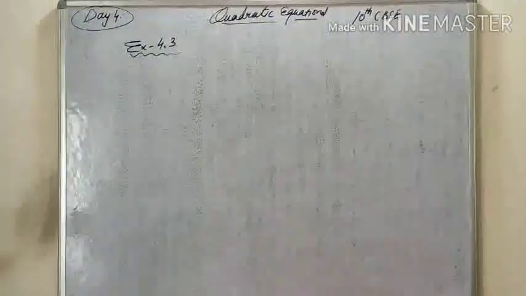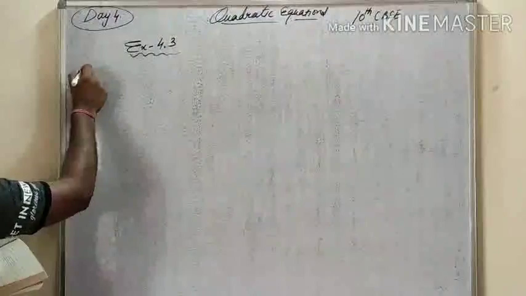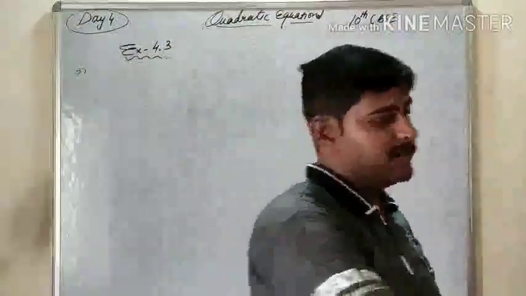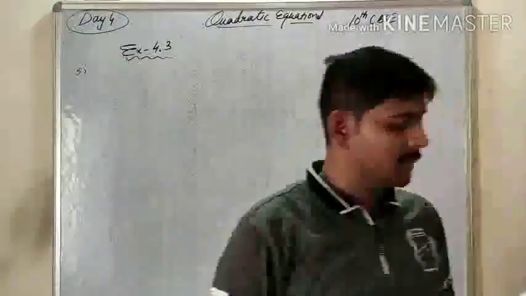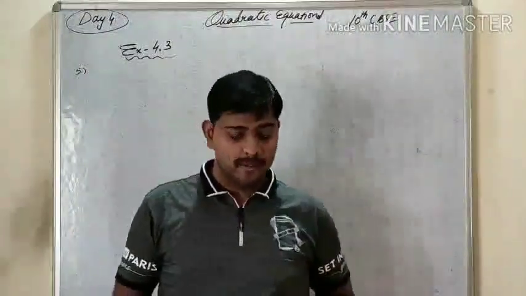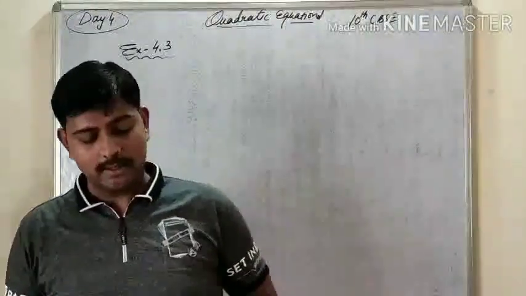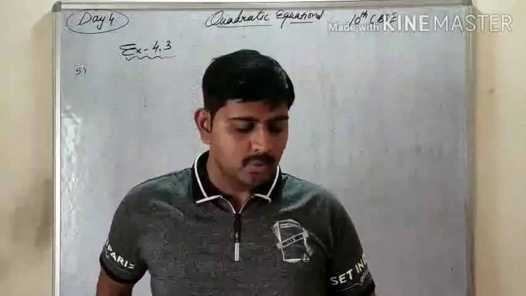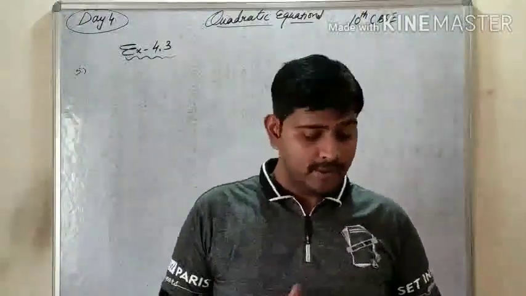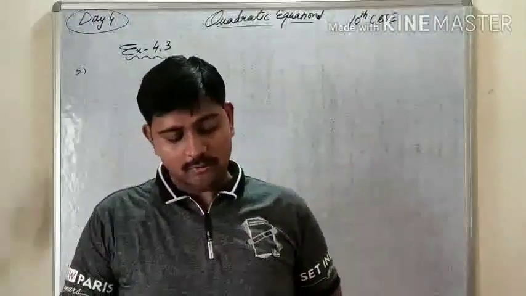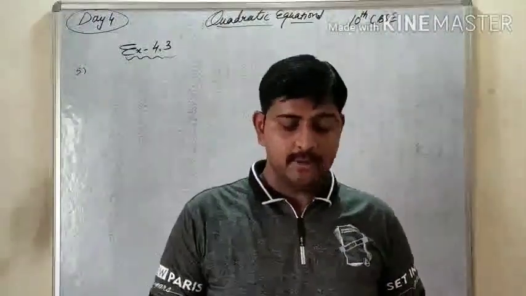Now question number 5. I'm going to read. In a class test, the sum of Shefali's marks in mathematics and English is 30. Had she got 2 marks more in mathematics and 3 marks less in English, the product of their marks would have been 210.